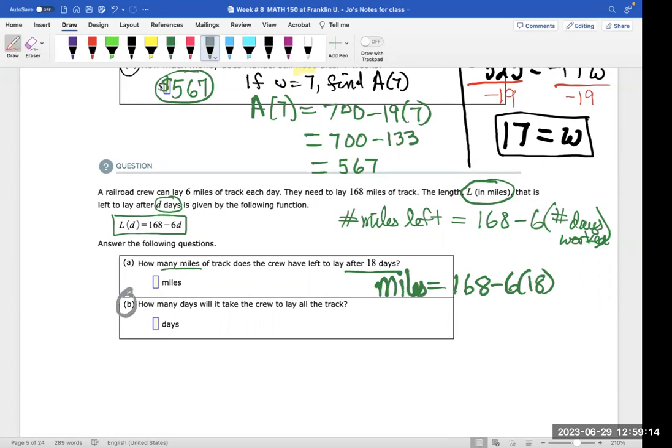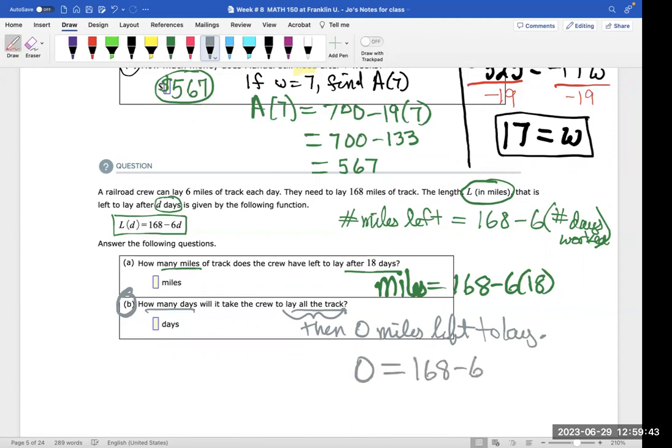And then for part B, how many days will it take to lay all the track? This is a tricky one. And the reason I picked this one is that if they've laid all the track, then there are 0 miles left to lay. Well, if that's the case, then I have 0 equals 168 minus 6D, and then you solve for D.